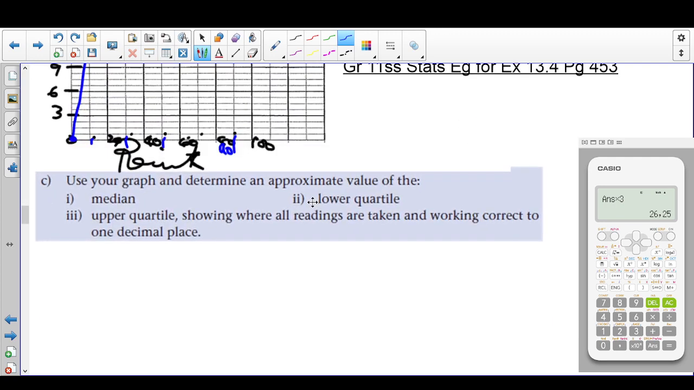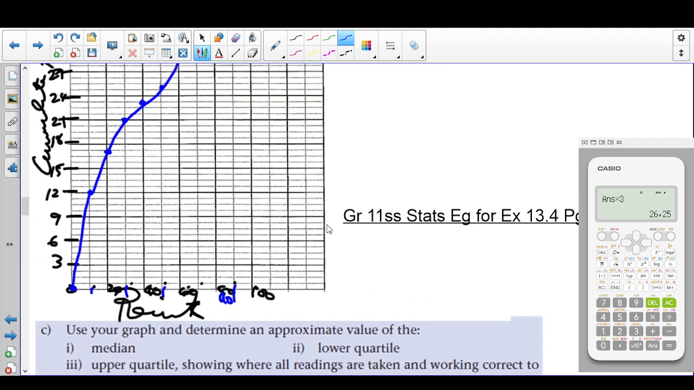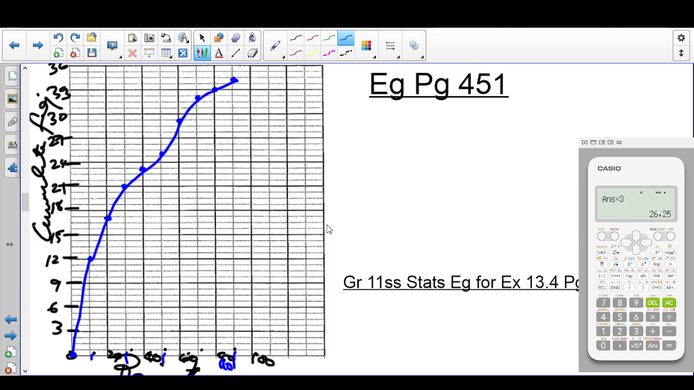So let's answer the question. Use the graph to determine the approximate value of the median. Approximate value of the median. So as we know, the median is going to be the middle number of sorted data. Okay. So this belongs to C. Number 1, the median. Since there are 34 numbers here, it's 34 multiplied by a half, which gives you the 17th person, so it's the 17th and 18th person.